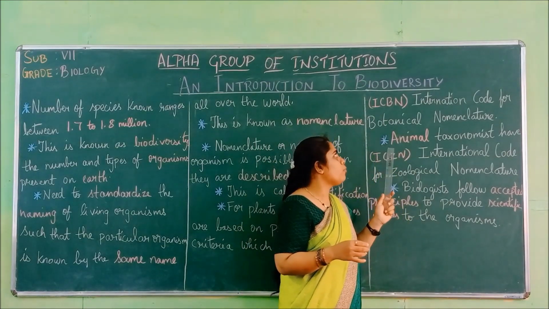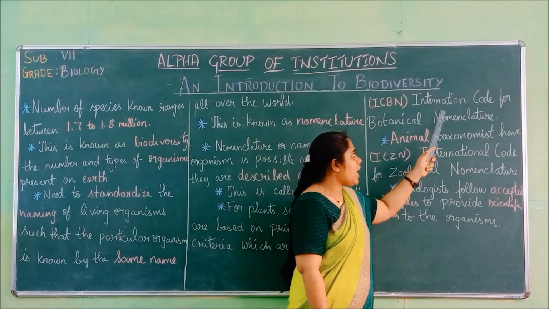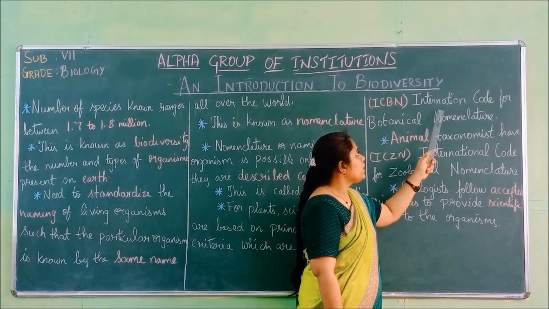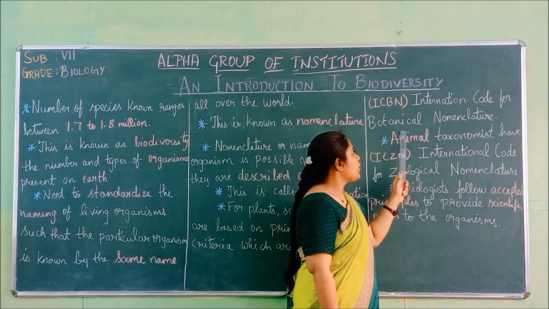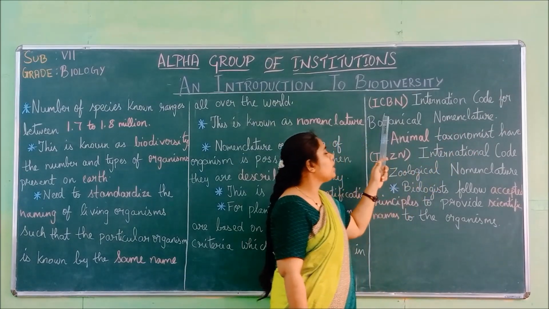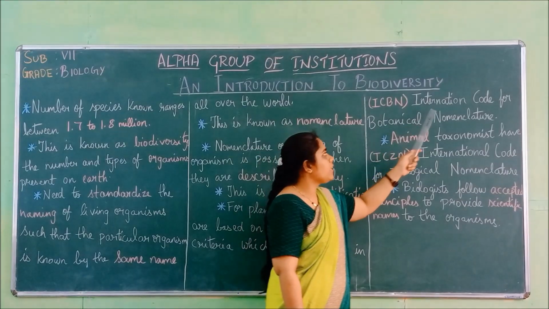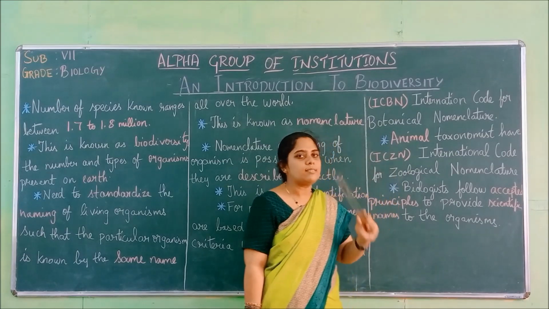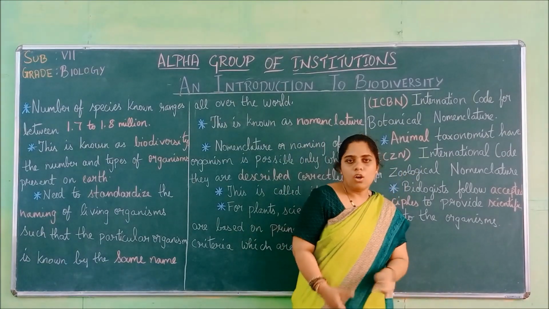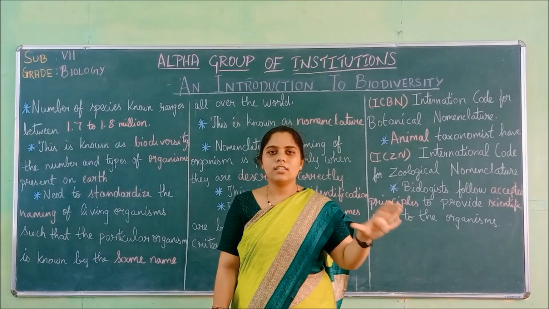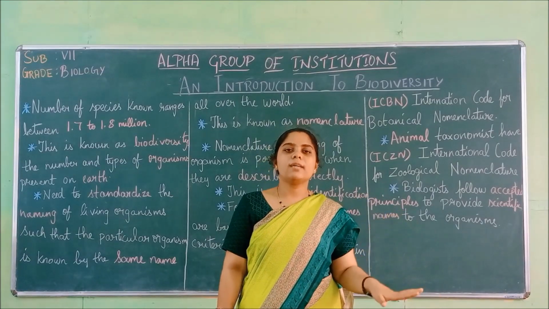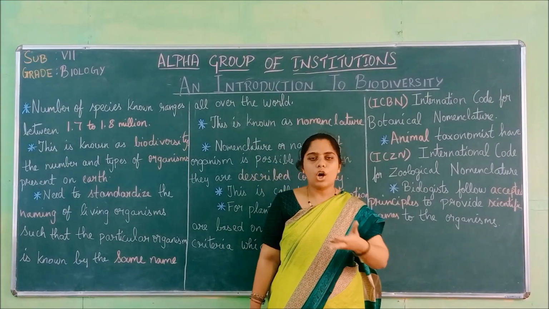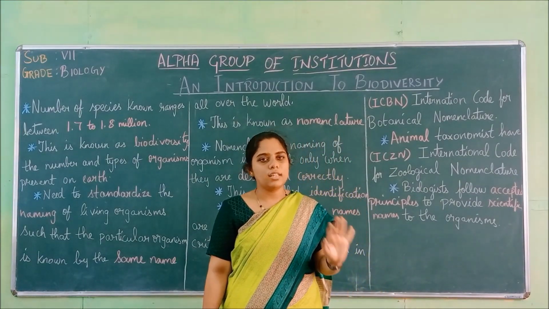The full form of ICBN is International Code for Botanical Nomenclature. Botanical here means plants. Nomenclature. Okay, for plants we are naming. ICBN names all the plants, and they give scientific names so that all over the world they can be called by the same names.